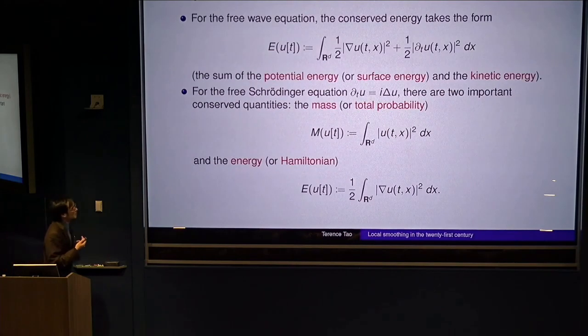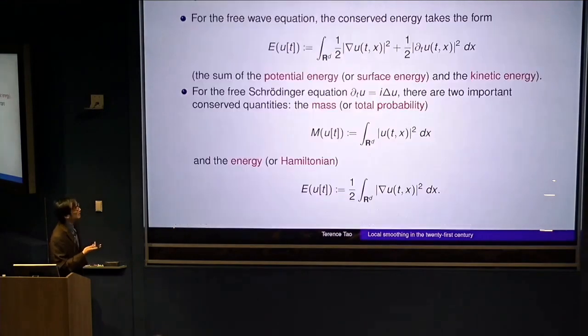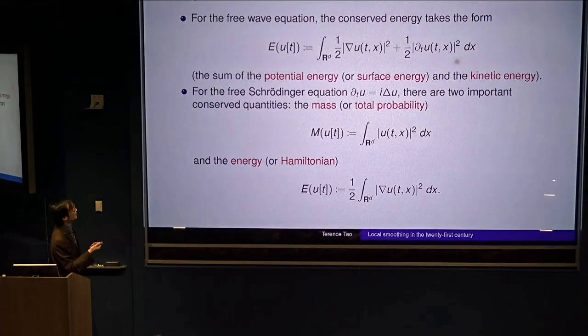The energy for waves tends to take various integrated forms. When you strip out all the physical constants, the energy of a free wave takes a form like this. It's the integral of the surface energy, which is basically the square integral of the gradient of u. It comes from surface tension of the wave, and then there's also the kinetic energy, half m v squared. Because we've normalized m to be 1, you just see the 1/2 and then the time derivative of u, which is the velocity of the wave.